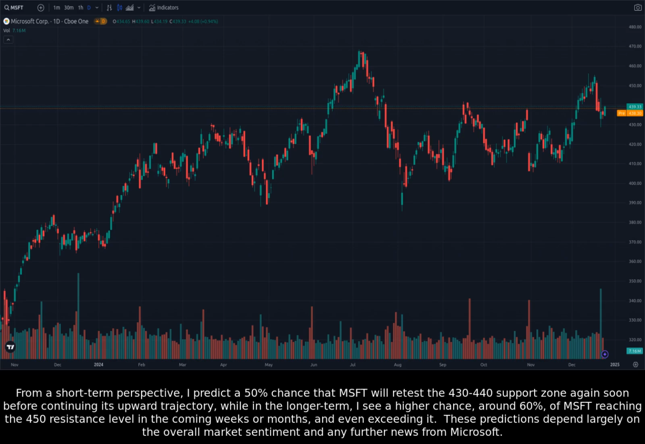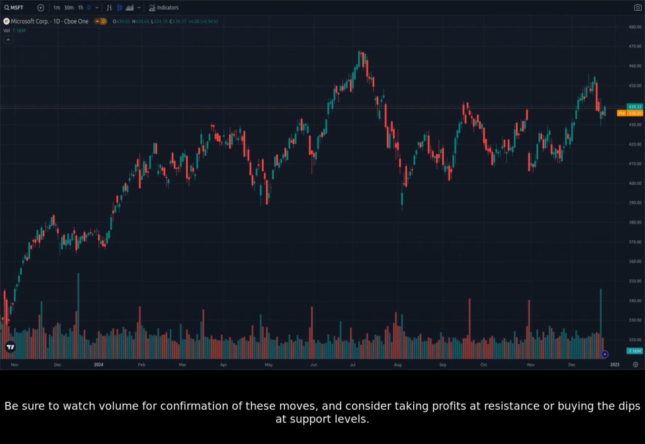From a short-term perspective, I predict a 50% chance that Microsoft will retest the 430 to 440 support zone again soon before continuing its upward trajectory, while in the longer term, I see a higher chance, around 60%, of Microsoft reaching the 450 resistance level in the coming weeks or months, and even exceeding it. These predictions depend largely on the overall market sentiment and any further news from Microsoft. Be sure to watch volume for confirmation of these moves and consider taking profits at resistance or buying the dips at support levels.